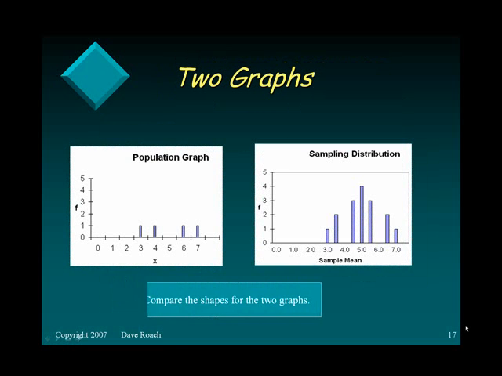So let's look at those two graphs together. The population is a flat distribution. It's the distribution of X. The sampling distribution is a distribution of sample means. Remember, we took the sample mean of 16 samples, which were all the possible samples of size 2 that we could take from that population. Then we made a distribution of those sample means. It's starting to look like a bell curve.